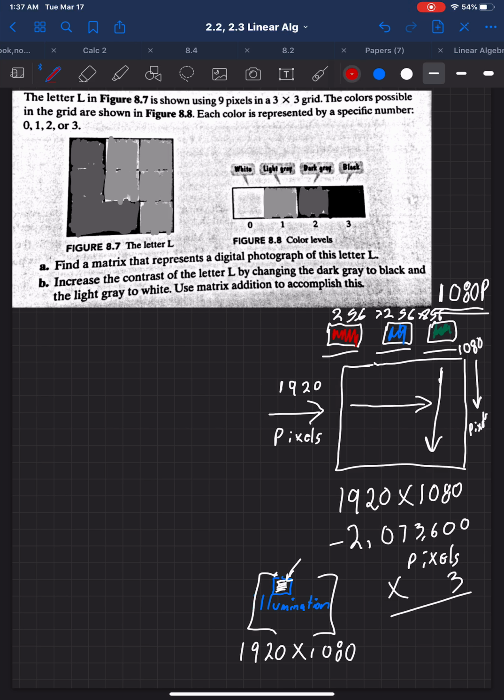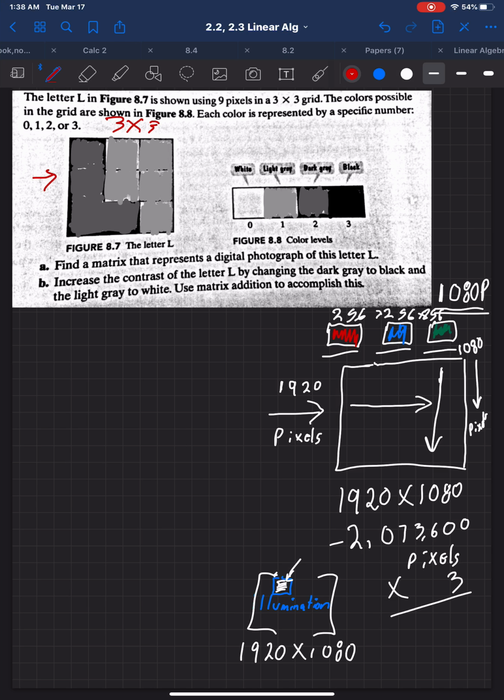So how do we adjust a pixel? Let's take a look at this example. It didn't show up very well when I copied and pasted it, so I went back in and filled it in. It says the letter L, which you can see from this figure right here. The letter L is shown using 9 pixels in a 3x3 grid, and inside that 3x3 grid there are 9 pixels.